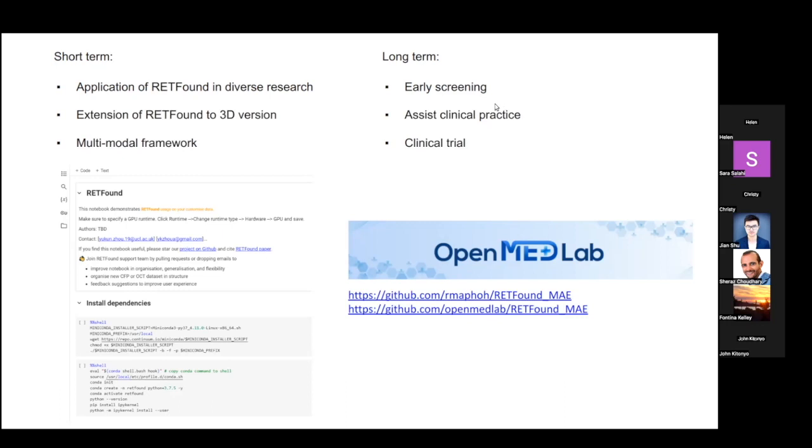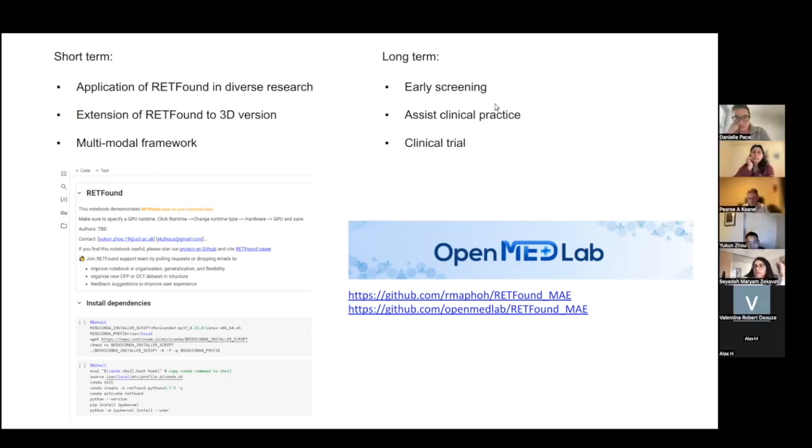For the long term, we're trying to develop lots of diverse AI models so that they can be used for early screening to identify individuals at high risk of cardiovascular diseases or neurodegenerative diseases. And we hope the models developed can assist clinical practice or be used to select cohorts for clinical trials. And an important thing I also want to highlight is that we have made the platform publicly available on GitHub. And recently we have been working on a Google Colab notebook, and we will release it soon.